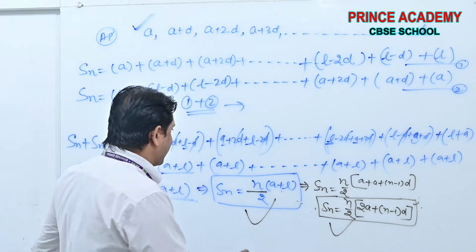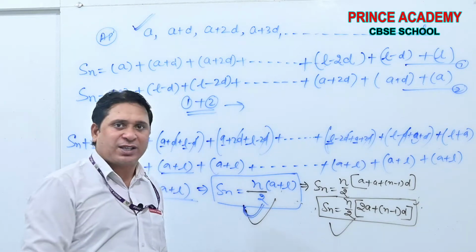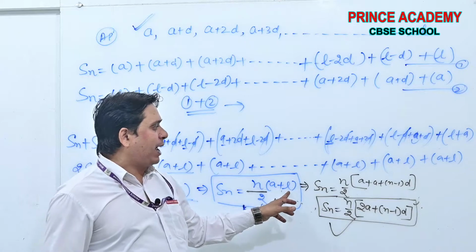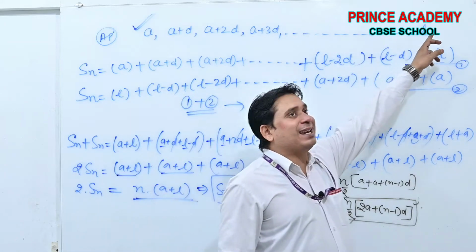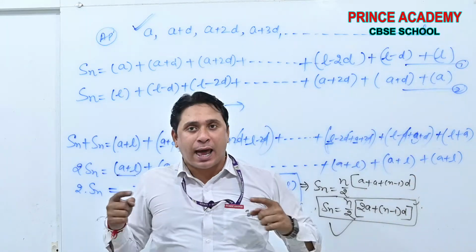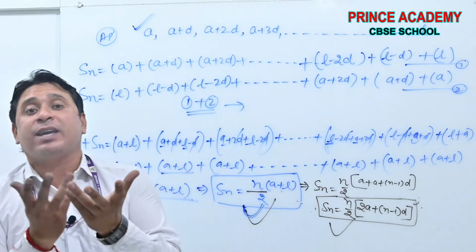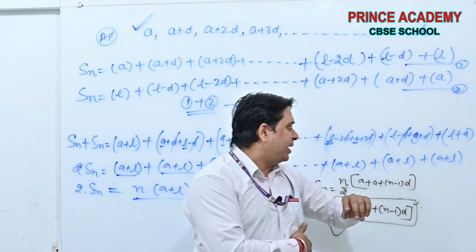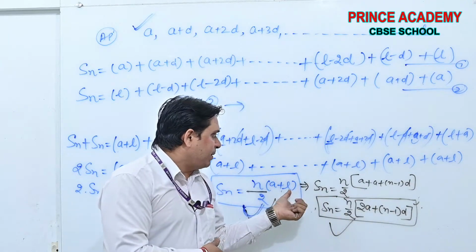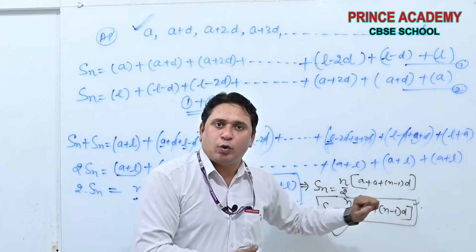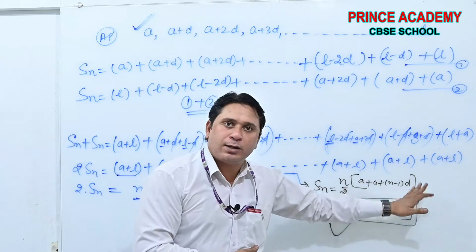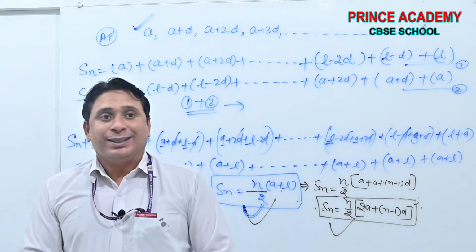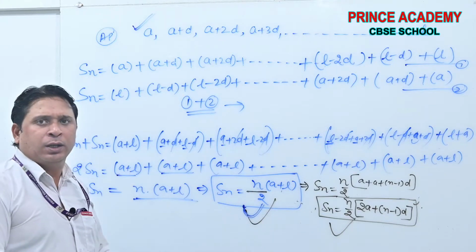Sn became this. This is the first form of the sum of n terms of an AP. And if we put the value of L, what is L? L is the last term of the AP which has n terms. It means this is An, and L can be written as A plus n minus 1 into D. So 2A plus n minus 1 into D. Okay, beta, you can take the screenshot.